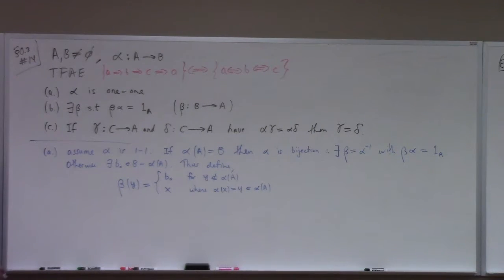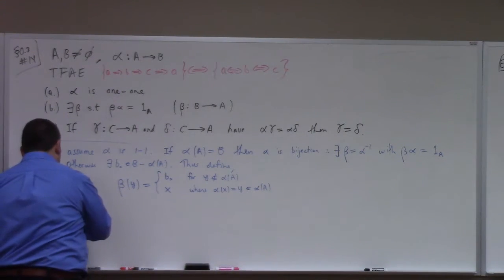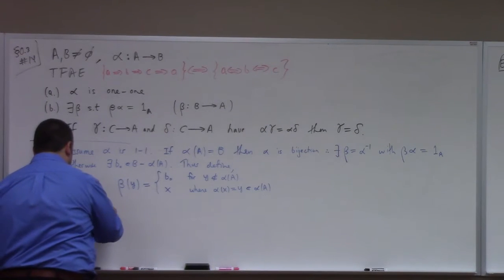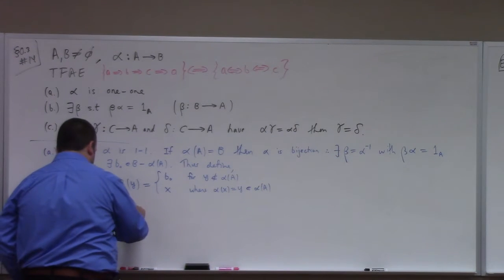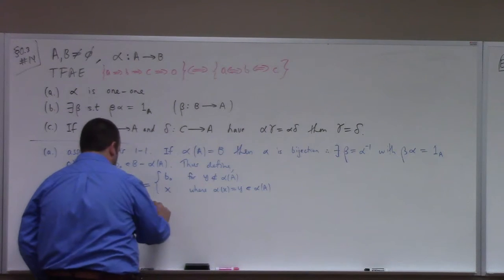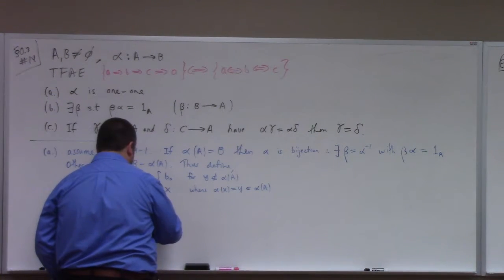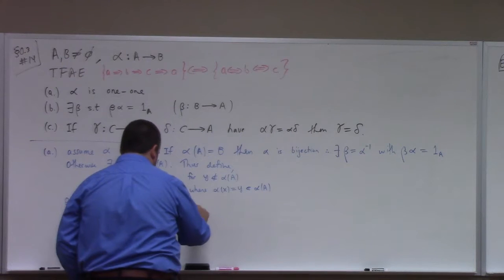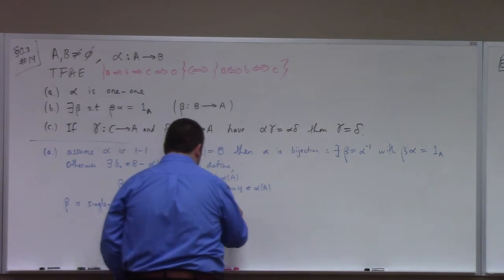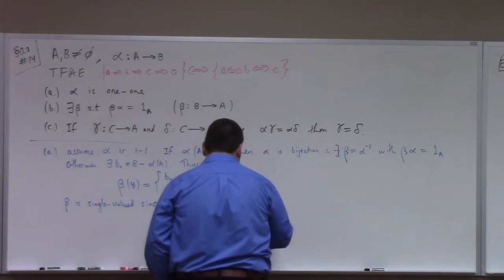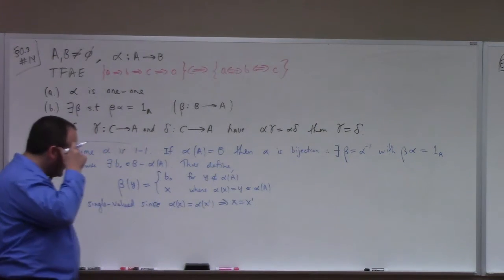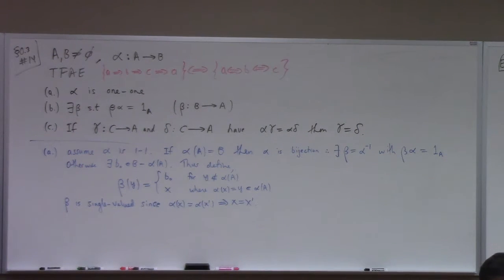So beta is a function, is single valued, since alpha of x equal to alpha of x prime implies x equals x prime. So that implies that our rule, when y is in the range, gives me a single output, namely the input which got to y.